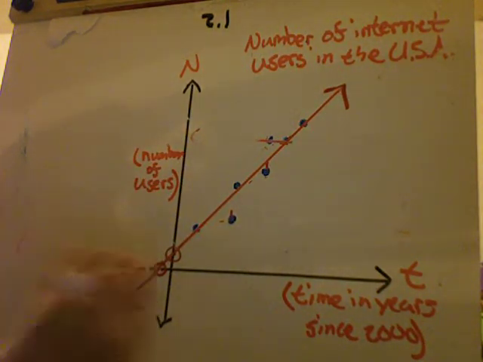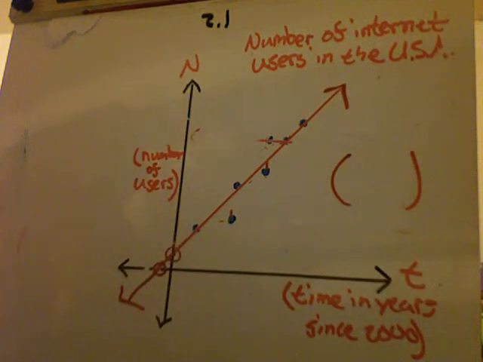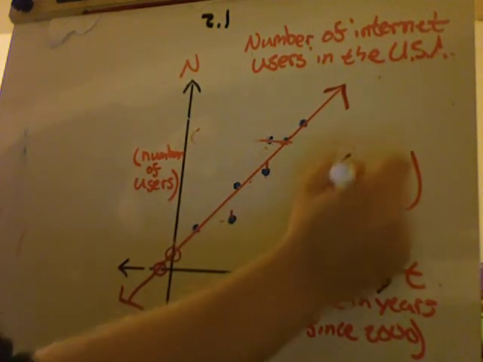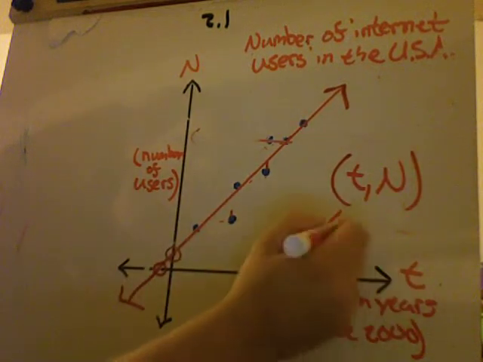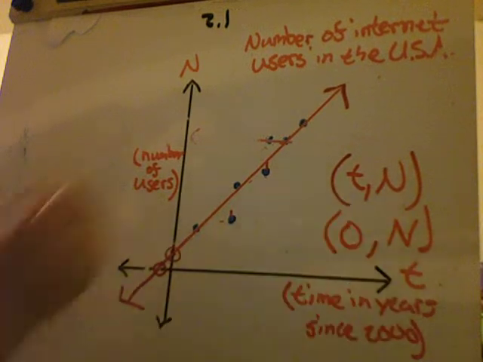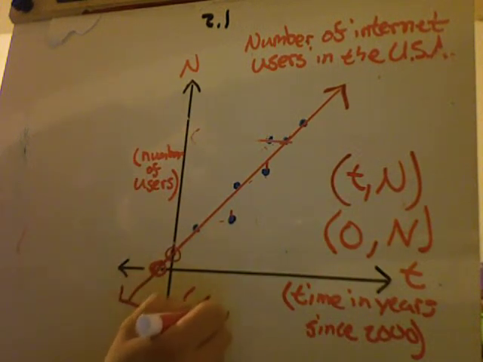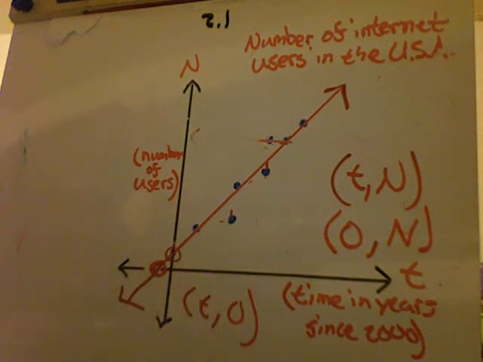The n-intercept, remember, on our points, the horizontal axis always comes first. So in this case it's t, n. So when t is 0, that gives us the n-intercept. And over here, when n is 0, that gives us the t-intercept. Just a little review.